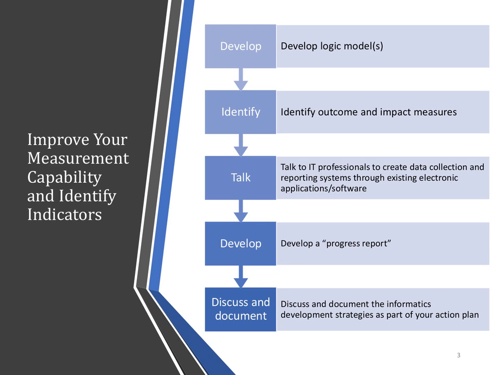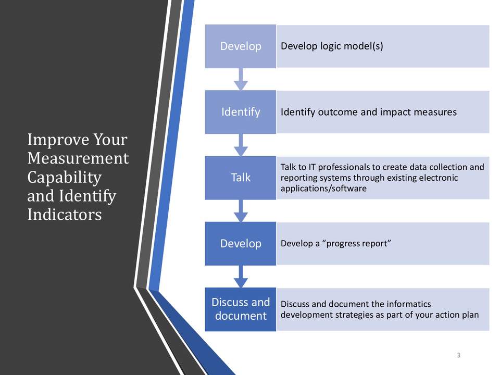If you want to improve your measurement capability, you've got to start by identifying your indicators. So the first step is you want to develop the logic model. We talked about that a few sessions ago. You want to really look at what your outcome and impact measures are, and what the variables or the pieces of information are that we want to collect in order to be able to measure that outcome and impact.